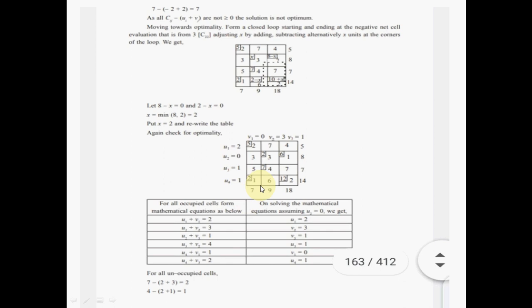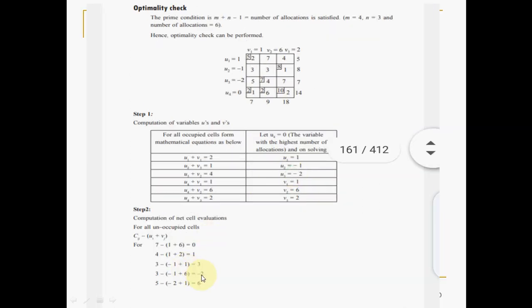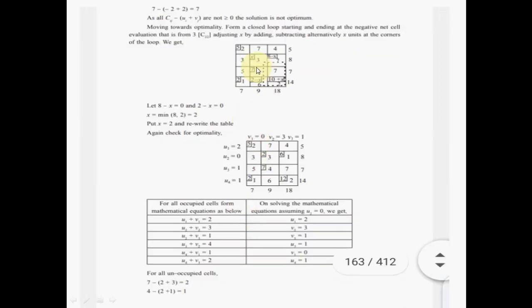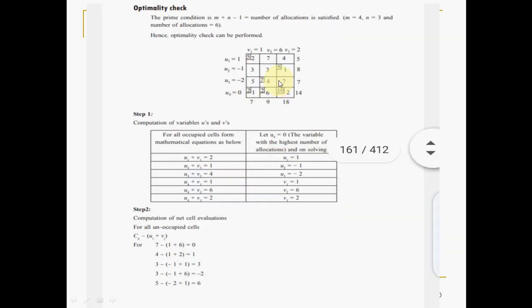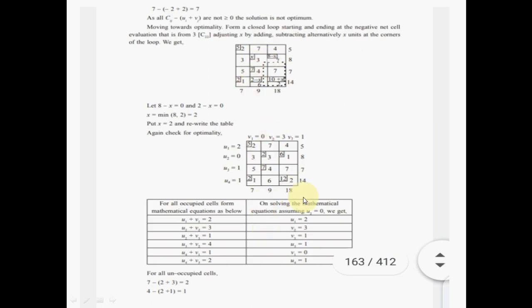The concept is the same. What is new here is, wherever you got a negative value, from there you have formed a closed loop. In forming the loop there are some instructions or hints. Wherever you start the loop, you have to terminate there, and to take a turn there should be an allocation, and you adjust the value of x only at the corners, alternately putting x and minus x. Once you get the value of x, the minimum of these two, you substitute it and then rework. That's all. Same thing, but with new allocations, substituting the value of x, you are repeating.